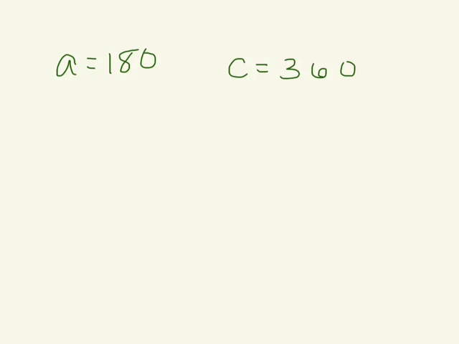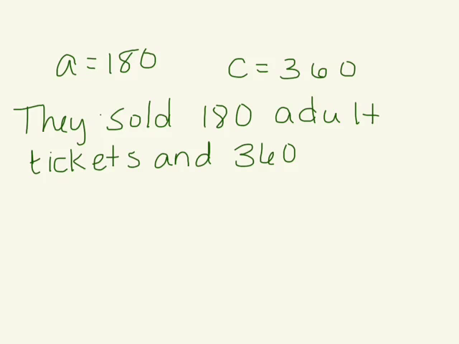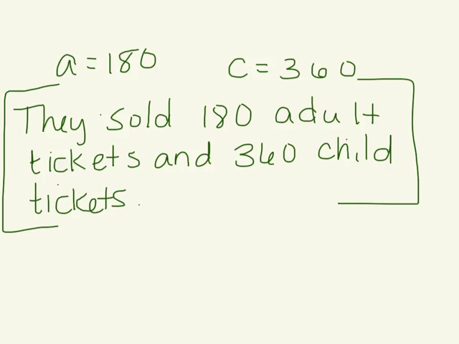So my final answer, I don't want to put the variables in it, so they sold 180 adult tickets. That was really all the question was asking, was how many adult tickets, but I'm going to go ahead and throw in 360 child tickets. And this would be my final answer.